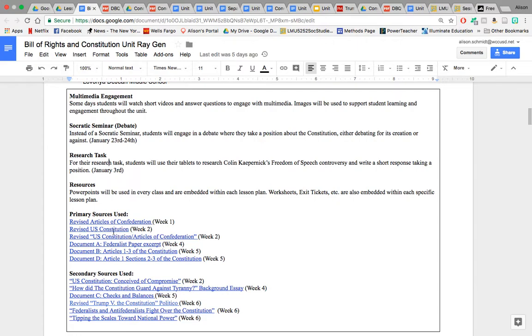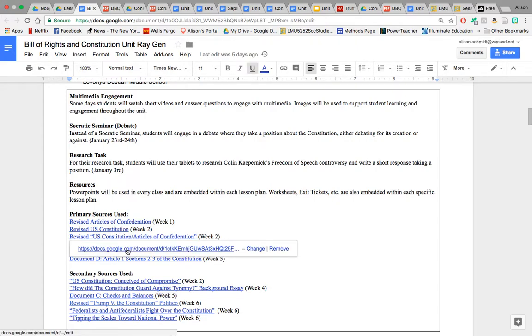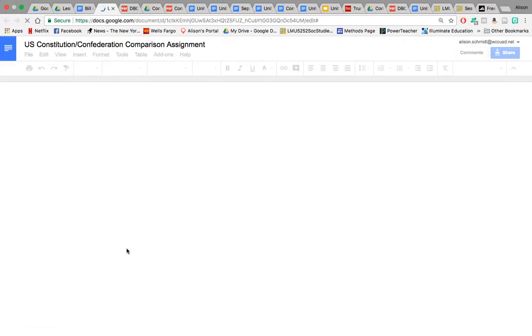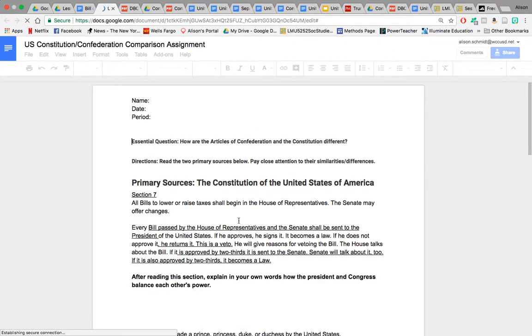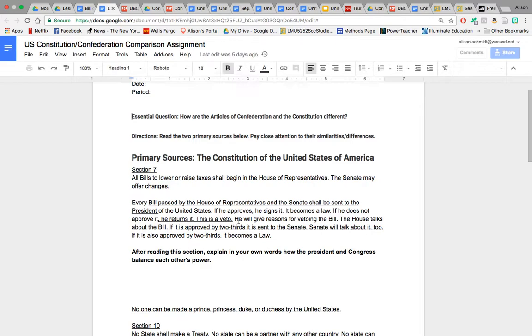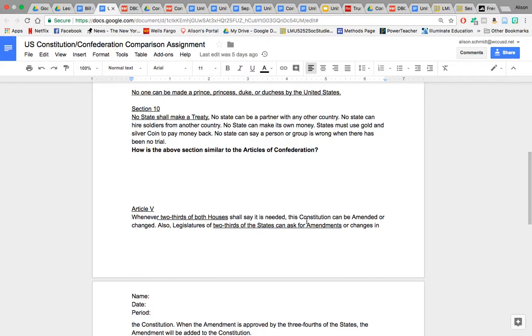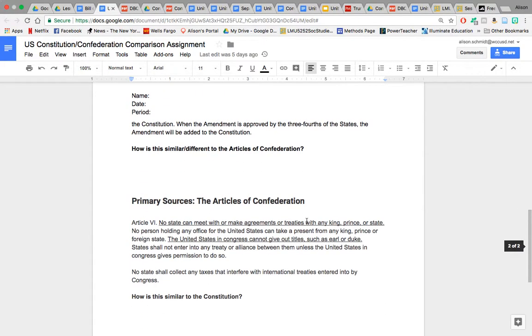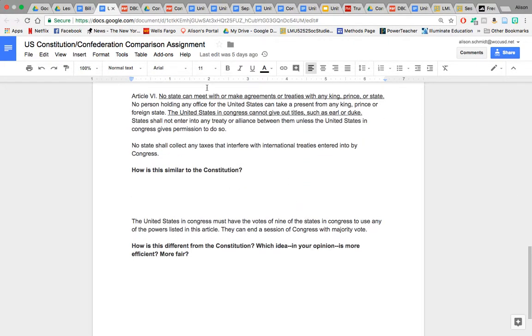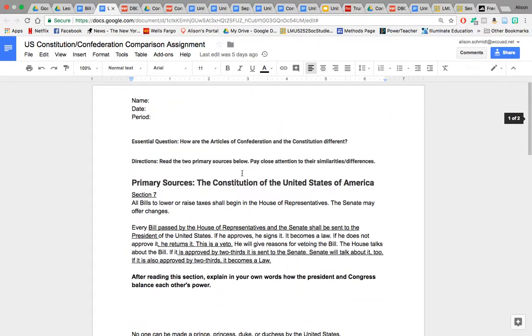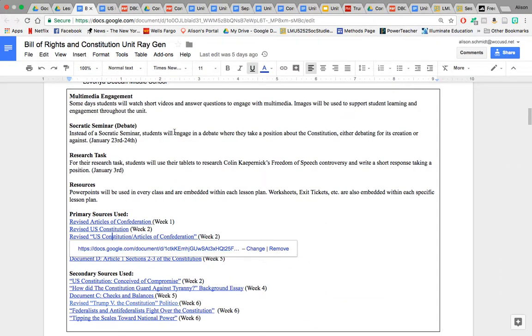I already showed you some of the DBQ stuff, so I'll just show, here's a little revised U.S. Constitution Confederation assignment the kids are going to do. This is taken from Newsela. The Lexile is lowered so the kids aren't totally overwhelmed by the Constitution language, and I have some important stuff underlined. Basically, we'll read this together. We'll do the first couple sections together, and the kids will read and then answer questions, just trying to pull out similarities and differences. This will be done in the second week of the unit.